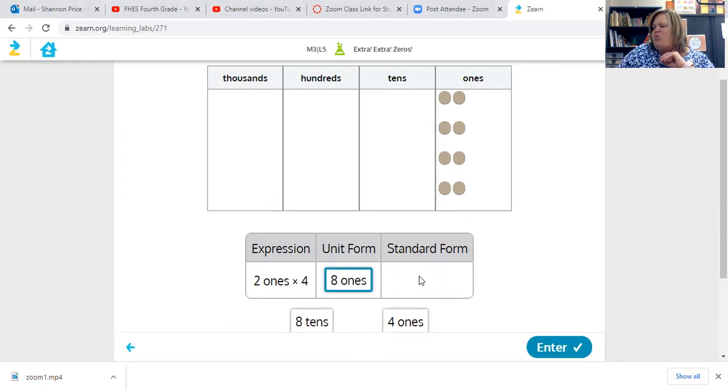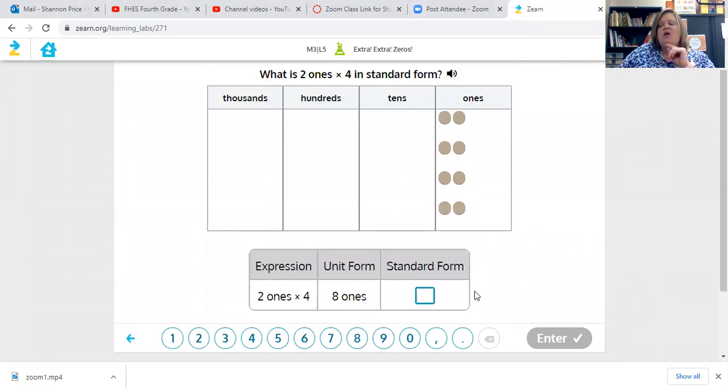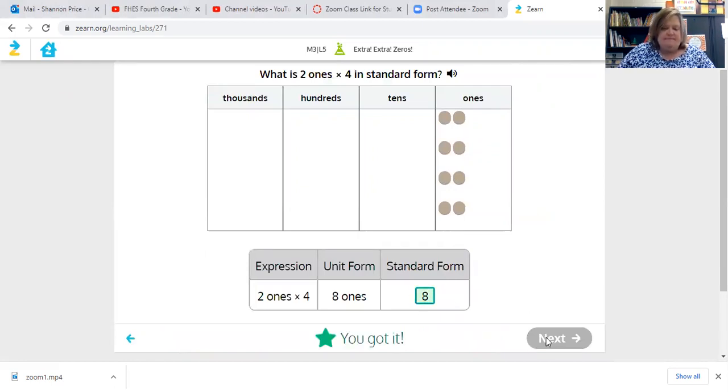And then when I want to write that number in standard form, let's see if I have to do it one at a time. I do. Sorry, sometimes this one can be tricky. When I want to write it in standard form, I'm simply going to say 8 because it's 8 ones. I can come back to my place value chart and count 1, 2, 3, 4, 5, 6, 7, 8. So in standard form, it's just the number 8.